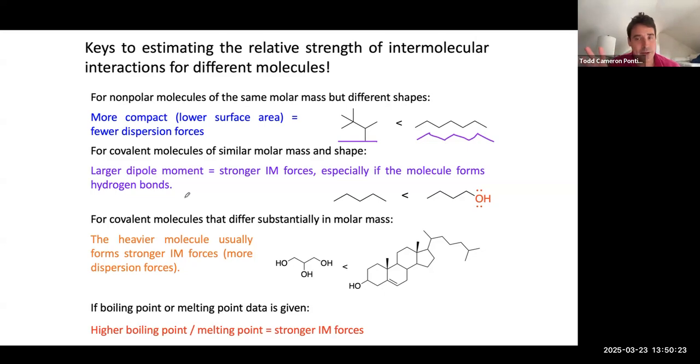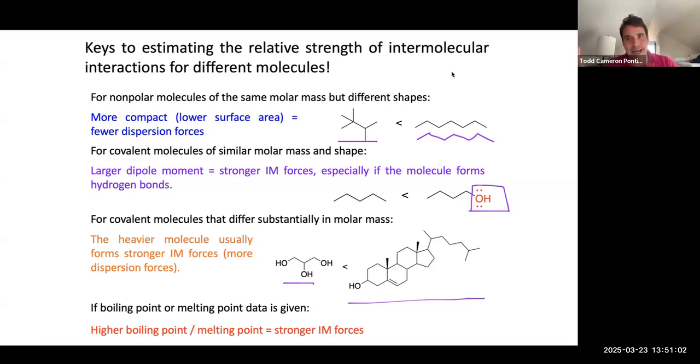If you have covalent molecules that are of similar mass, then start to look for dipole-dipole interactions and hydrogen bonds. So if we compare these two molecules here, very similar mass, but the OH is going to kick this one to the next level. And then finally, if you have covalent molecules that differ substantially in molar mass, so here we have glycerol versus a cholesterol molecule here. If you have a really, really large molecule, the London dispersion forces are going to outweigh the dipole-dipole interactions. So oftentimes they're overlooked, London dispersion forces, but they can be significant, especially in a large molecule.